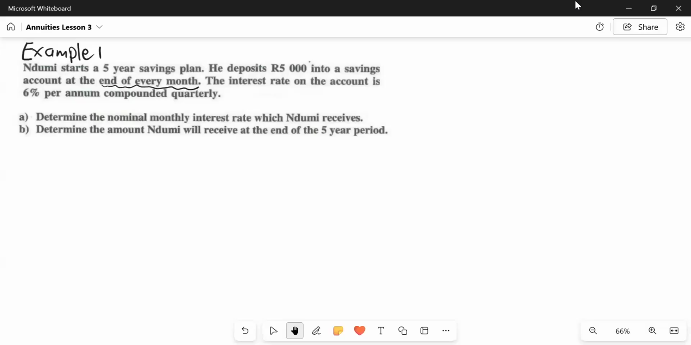Hello everyone, welcome back to this lesson. So our today's lesson is based on annuities. It's just a continuation. This is our lesson number 3.